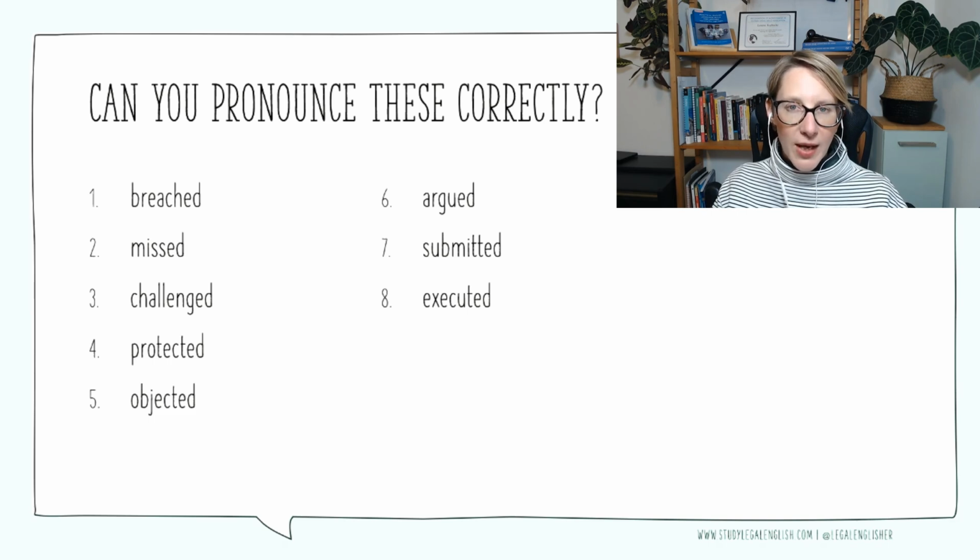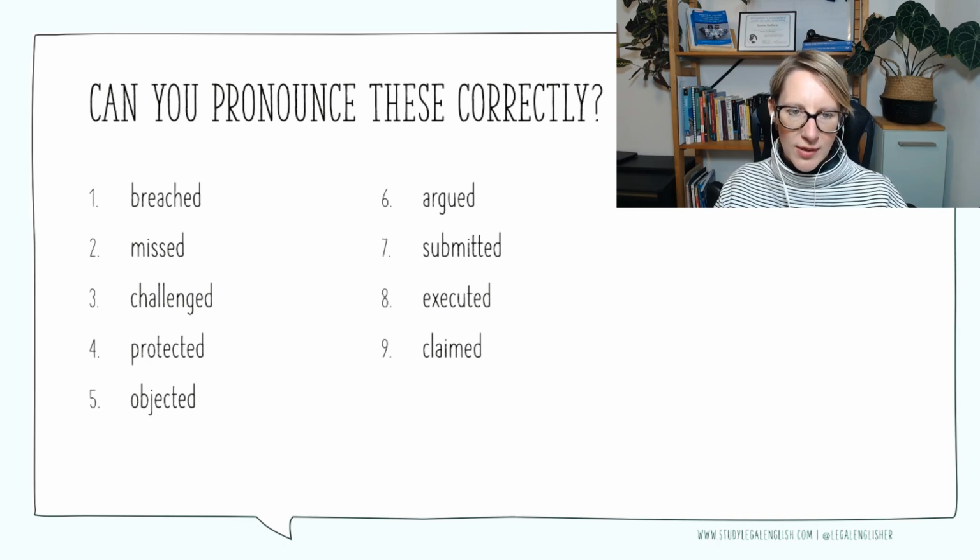Executed, executed, another ID ending. Number 9. Claimed, claimed. Okay, he claimed. It ends in a D because the L is vocalized. Okay, we can't say he claimed. It would sound strange.